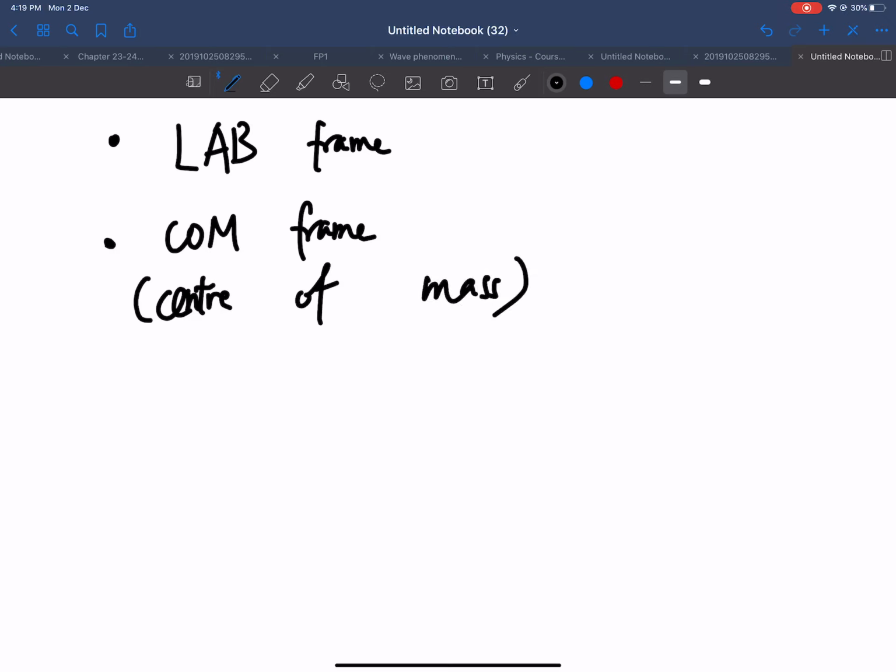If you have learned about the concept of momentum, have you? Not yet. In a center of mass frame, the total momentum is 0.